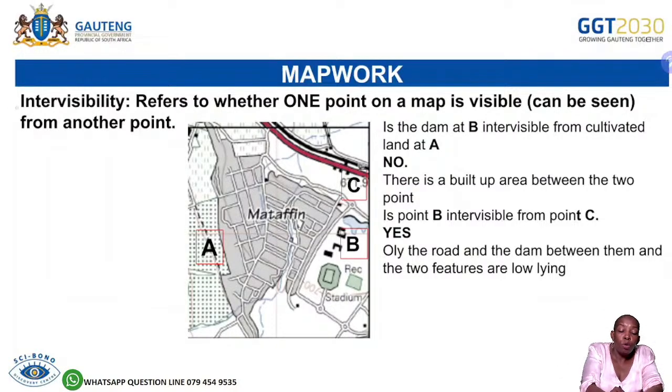Intervisibility. So this is also a concept that we have to show understanding of in the mapwork section. It refers to whether one point on a map is visible.